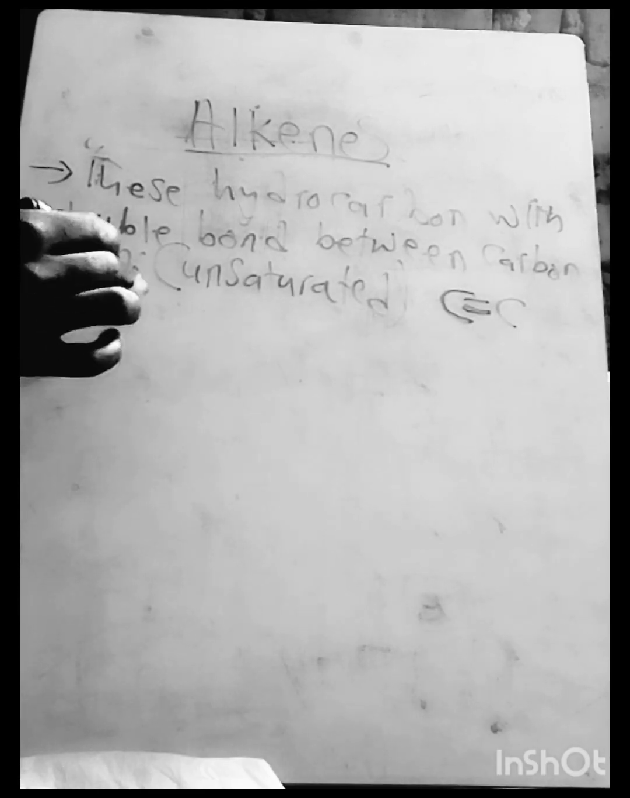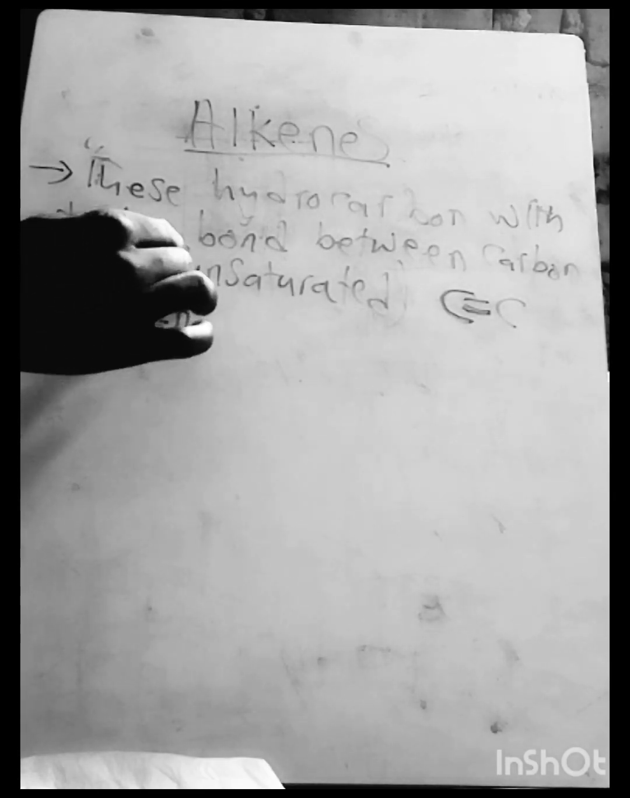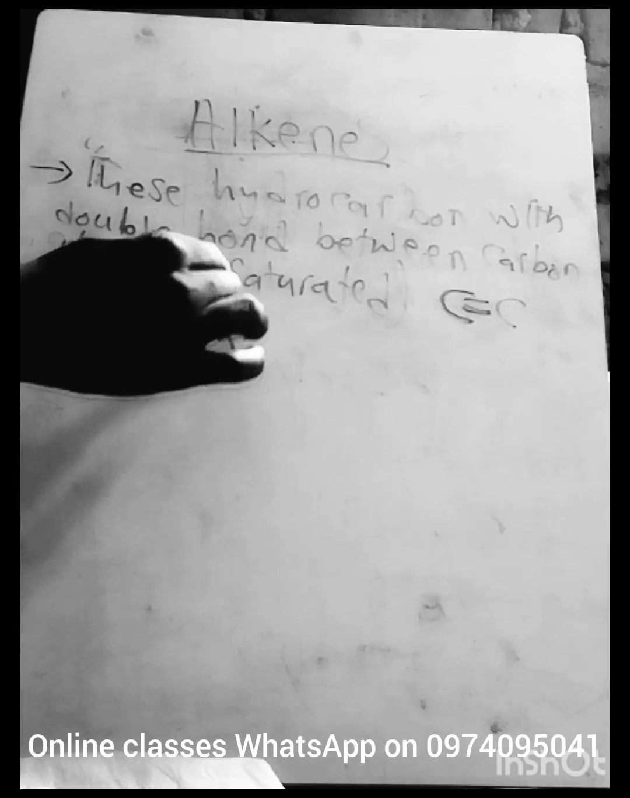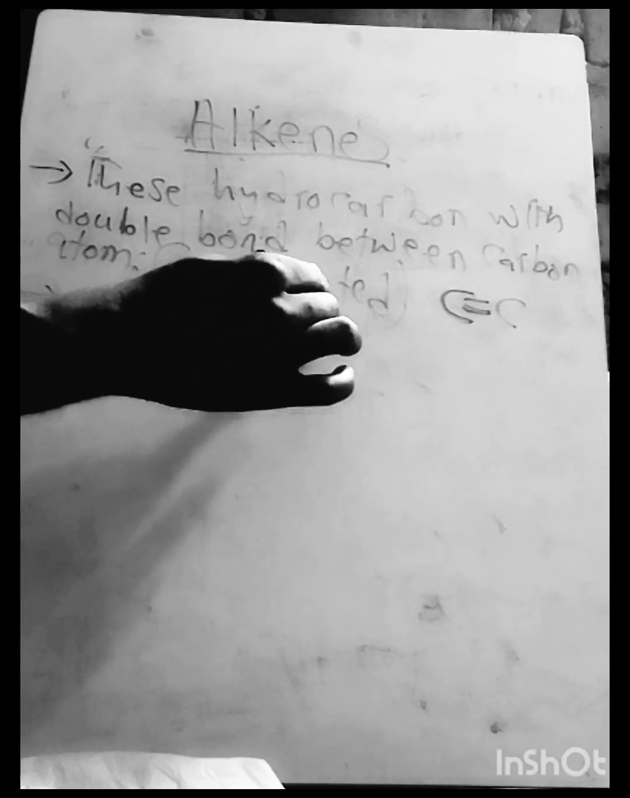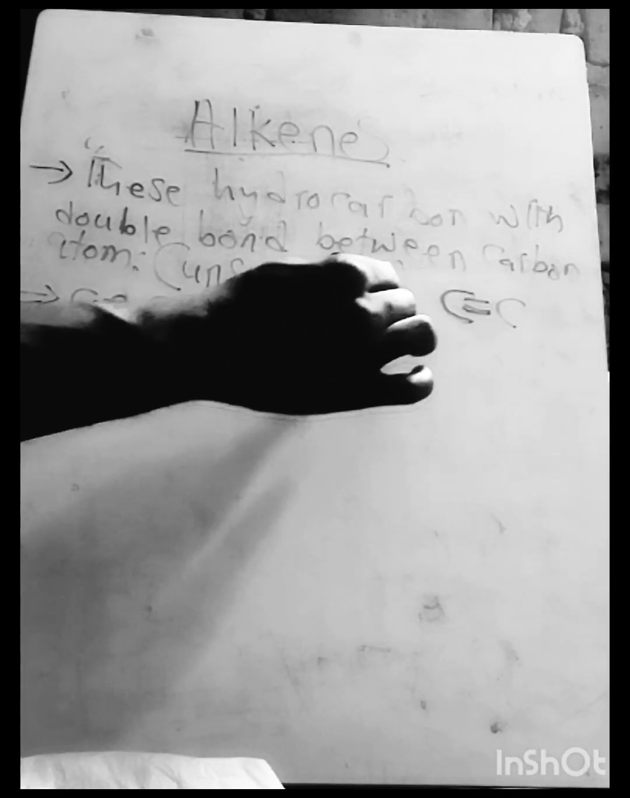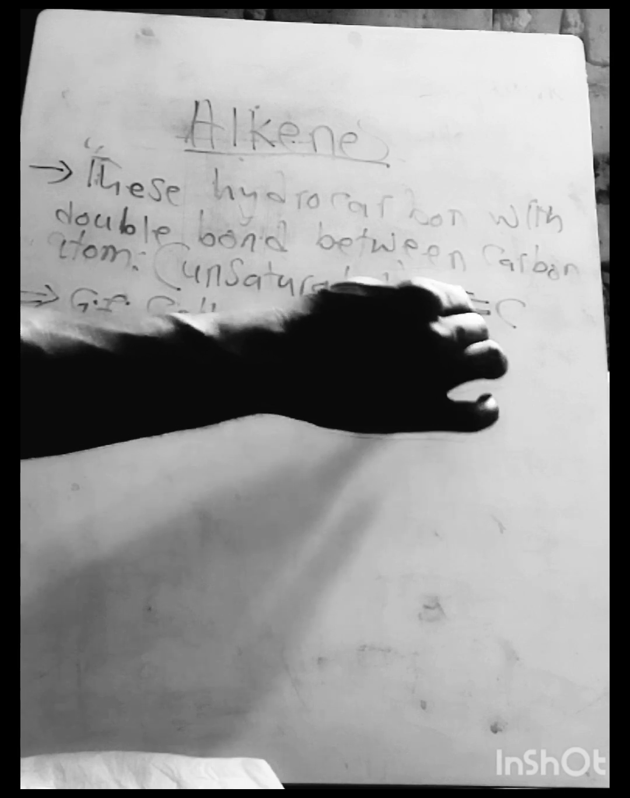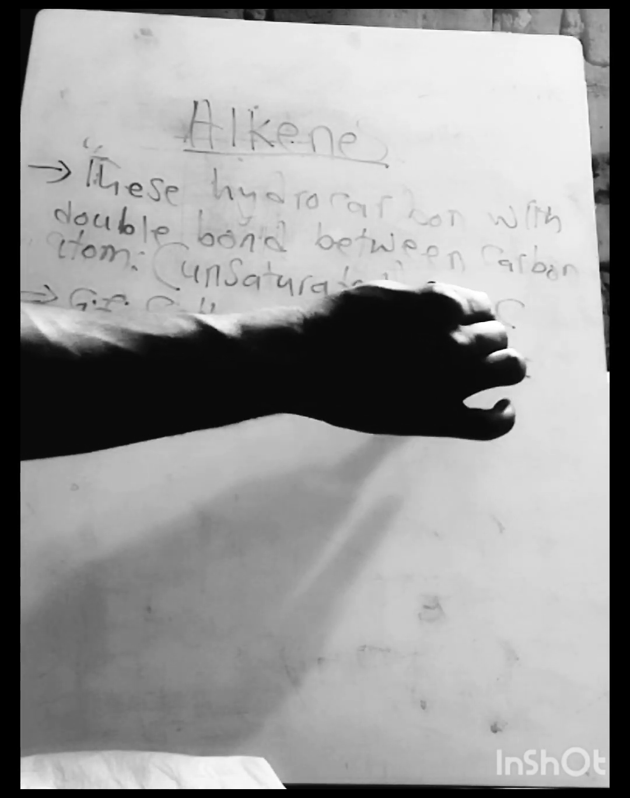Under these hydrocarbons, we have a general formula which we use. The general formula is CnH2n, where n is equal to the number of carbon atoms.